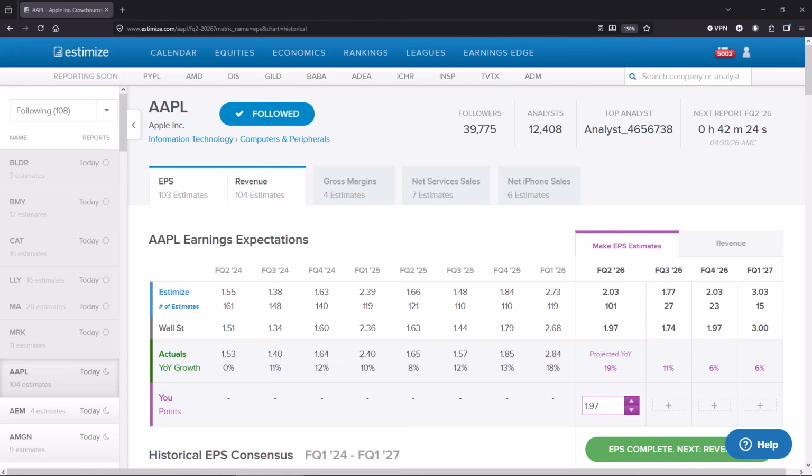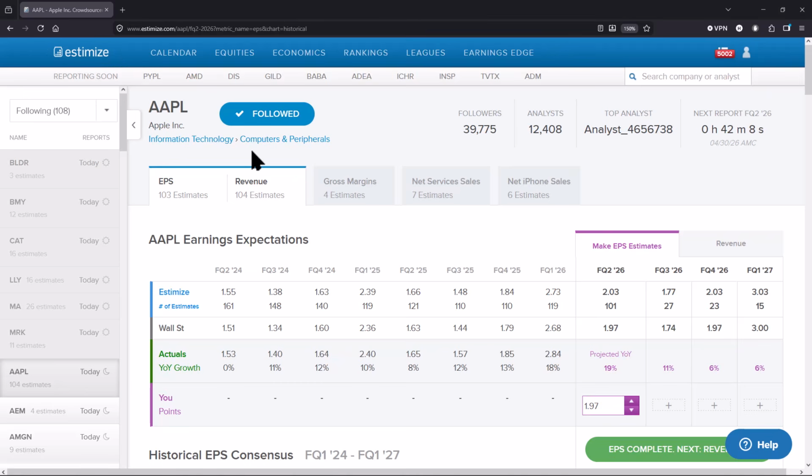Step one is going to be setting up Estimize. Now, Estimize is a free site. There is a free version of it. So at your leisure, head on over to estimize.com. That's the spelling there in the upper left-hand corner, and set up a free account.